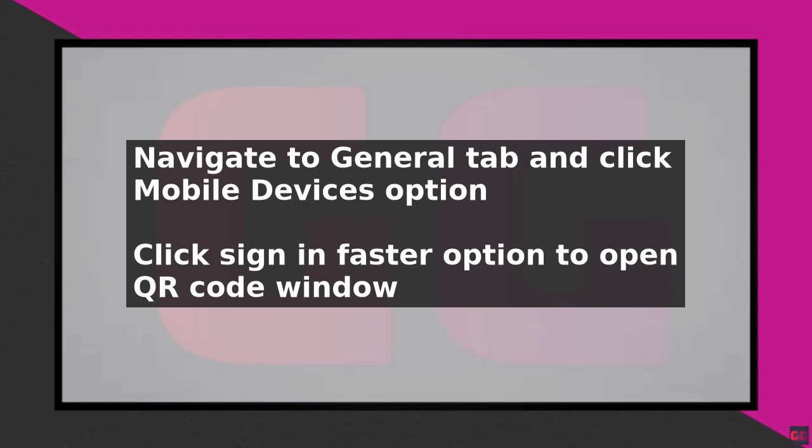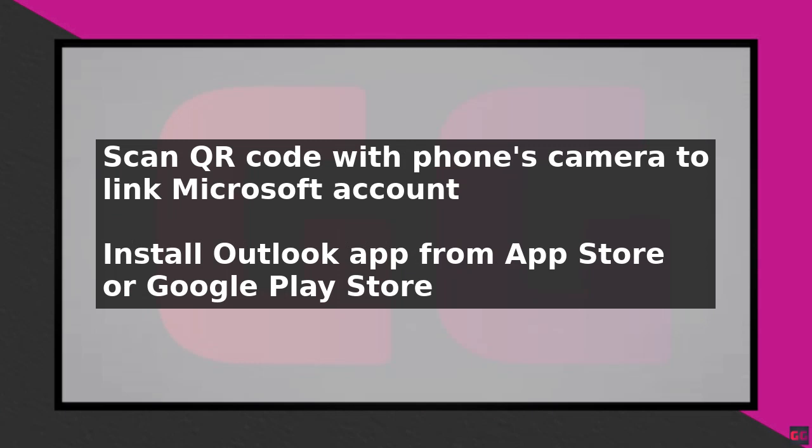From there, navigate to the General tab, which is the first option on the left. Within the General tab, you will see several options. Click on Mobile Devices, which is located in the middle. At the bottom, you will see an option to sign in faster to Outlook on your phone. Clicking on this will open a QR code.